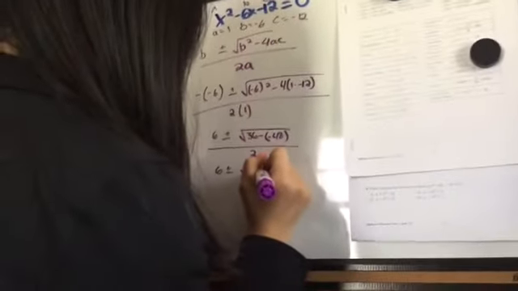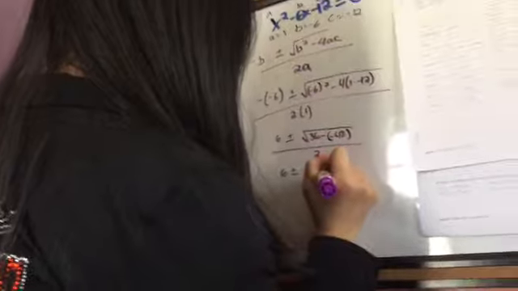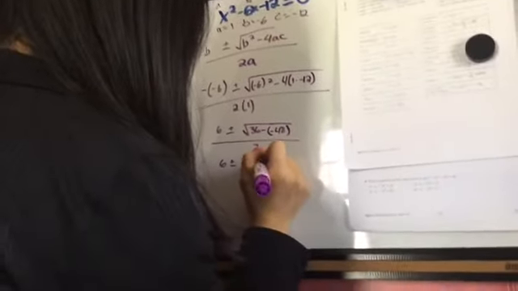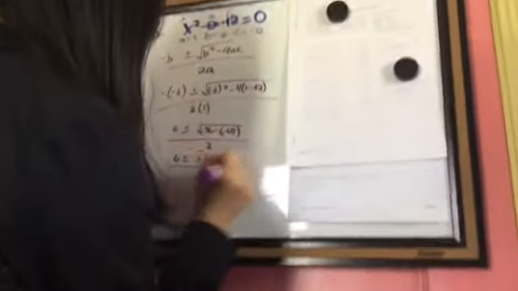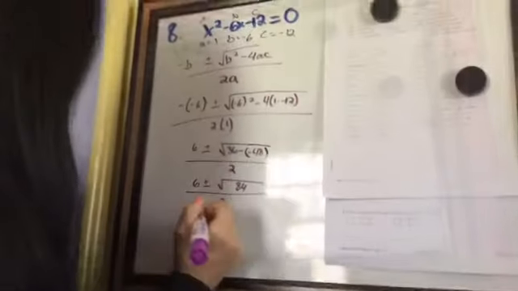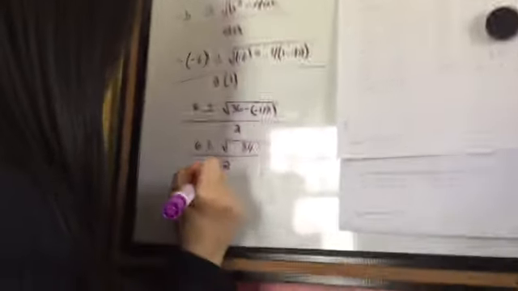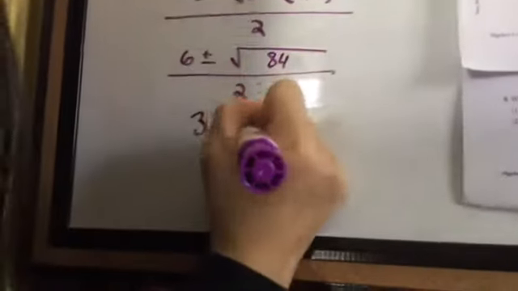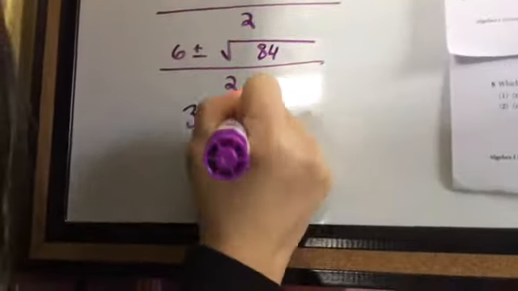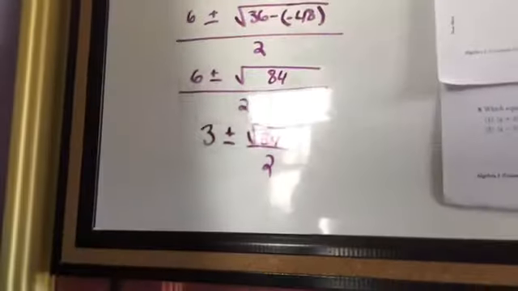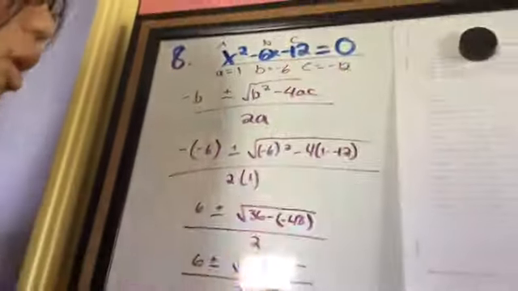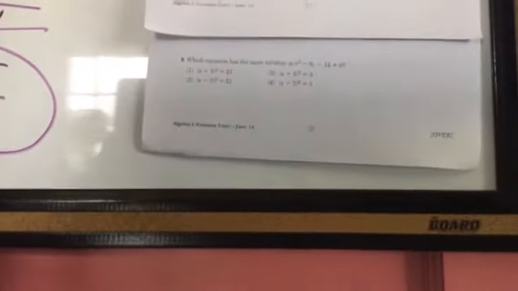So 84 over 2. So the answer is 6 over 2, which is actually just 3, plus or minus the square root of 84 over 2. Now, since we got the answer for this equation up here, we can plug this answer in for x on these ones to see which one works, and it ends up being number 2.